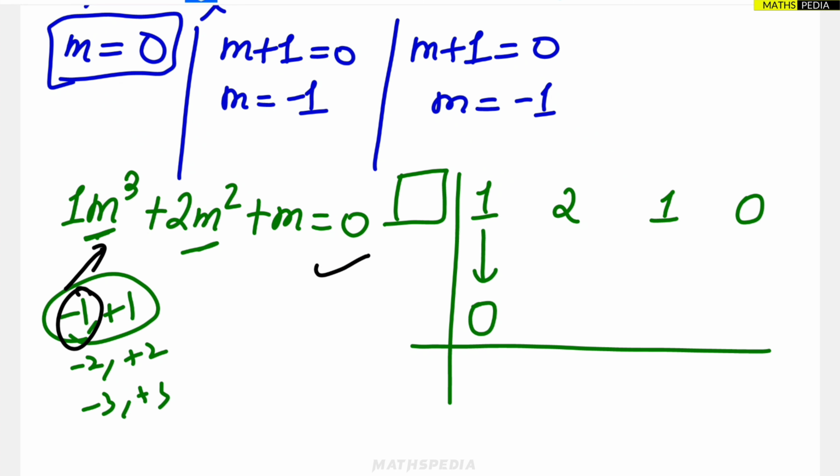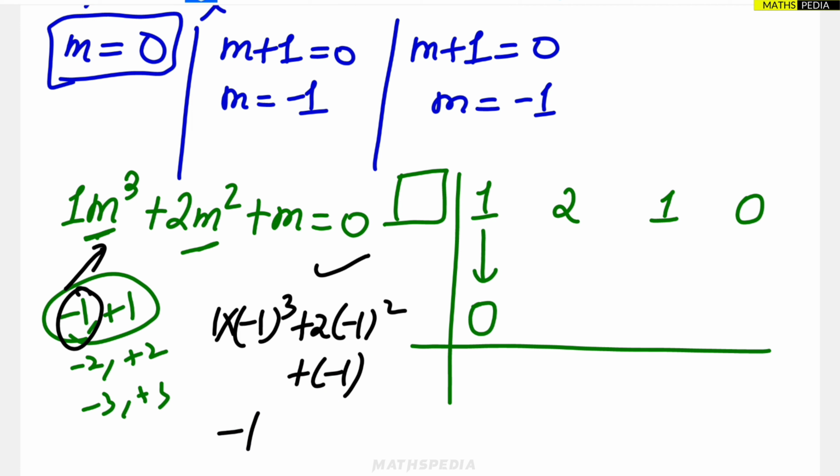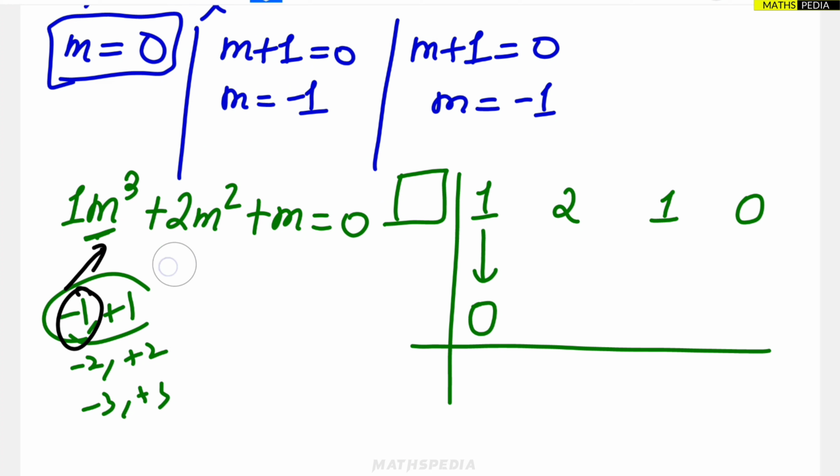If it is not, then you have to apply another number, plus 1 or minus 1. So minus 1: if you try 1 into minus 1 the whole cube plus 2 into minus 1 square plus minus 1, in place of m I am putting. So minus 1 cube is minus 1. Minus 1 square is what? 1. So it will be plus 2. And here minus 1, so minus 1 is minus 2. So this and this cancel, equal to 0. So this minus 1 is getting satisfied, right?